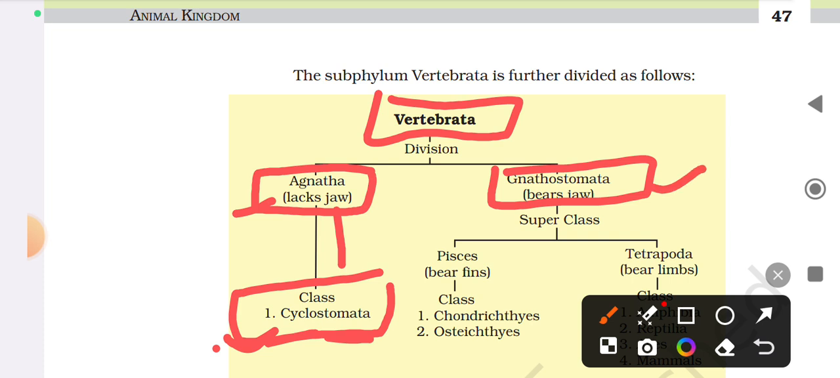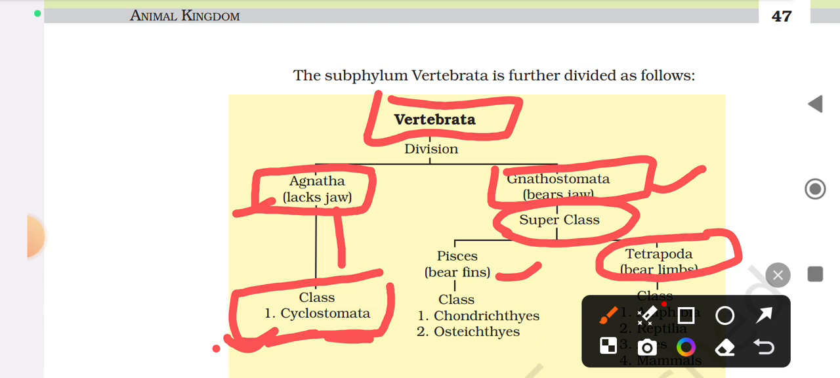They have jaw. They have two superclasses, and what are these? Pisces, in which fishes are there, and fish bear the fin. And the next one is what? Tetrapoda. Tetra, that means four, poda, that means limbs. So gnathostomata, which have jaw, have the two superclasses. The first one is Pisces, that means fishes, and tetrapoda.